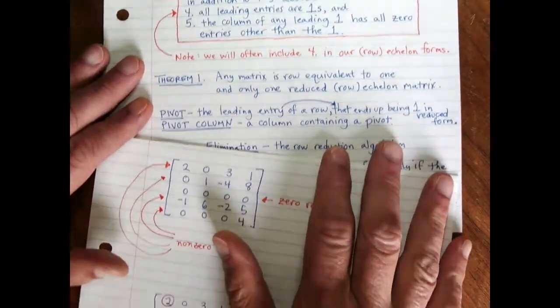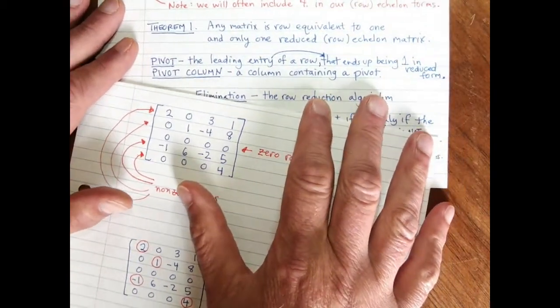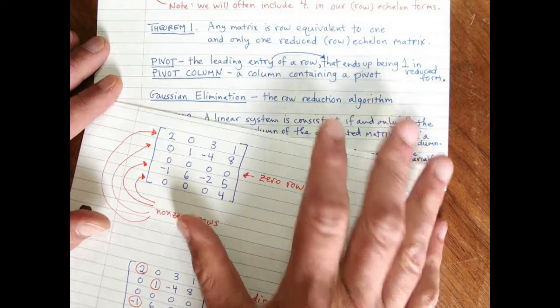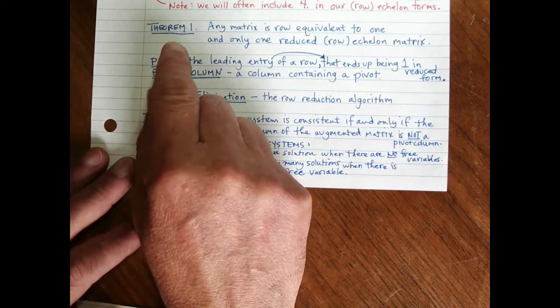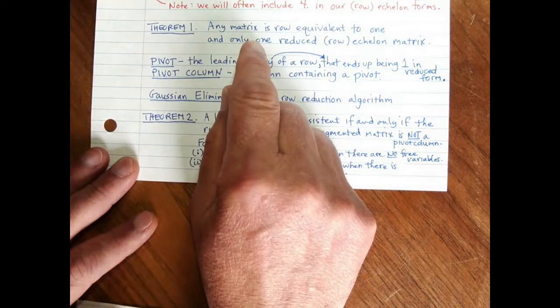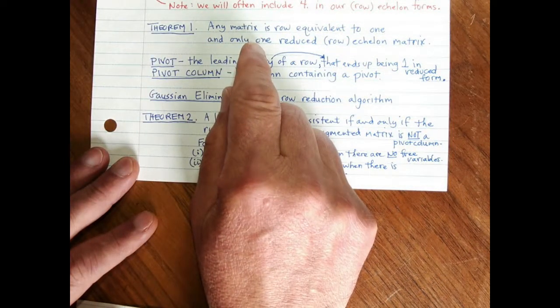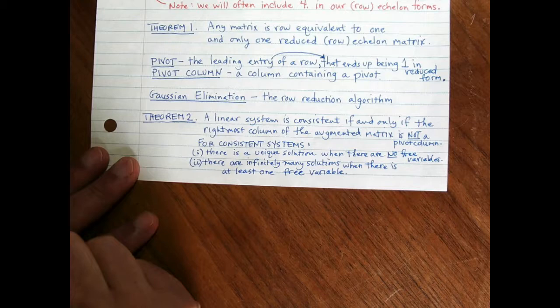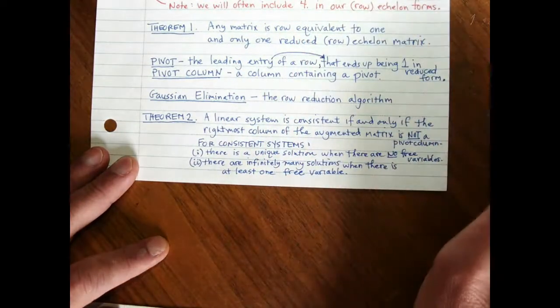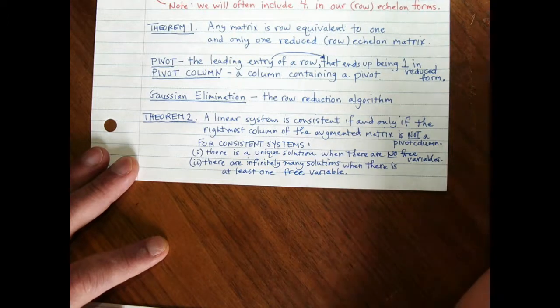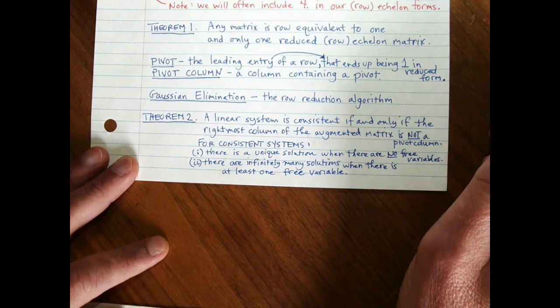A little bit more vocabulary, or actually terminology, from this section, 1.2. Our textbook refers to Theorem 1: Any matrix is row equivalent to one and only one reduced row echelon matrix. What that means is if different people apply the reduced row echelon process to a matrix, they all end up with the same answer.